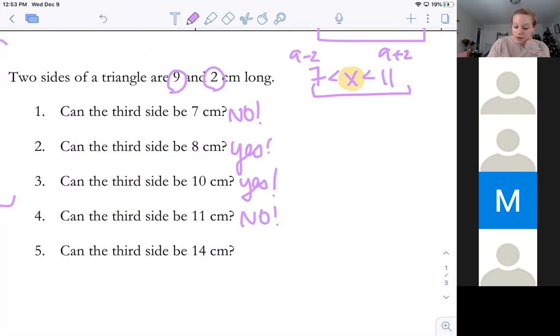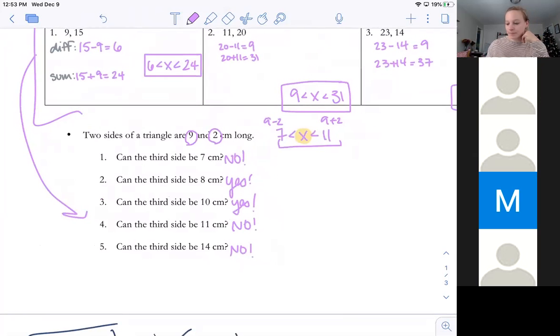This one doesn't work because it's not less than 11. It's actually 11. It's not less than. That doesn't work. And then what about 14? Is that okay or no? Absolutely not. Hard no. No way. Not even close, right?